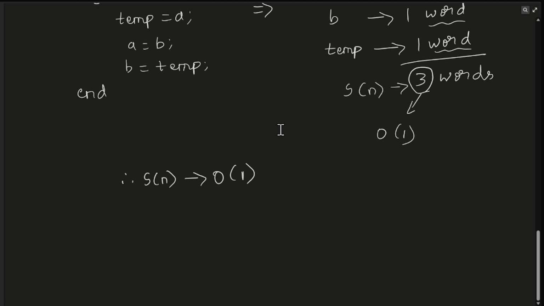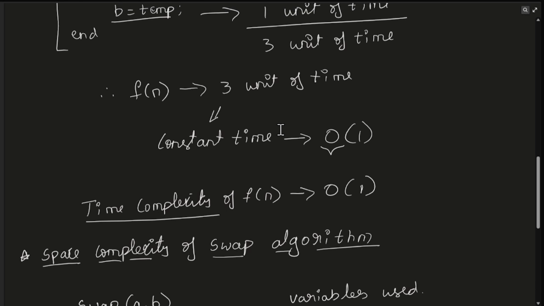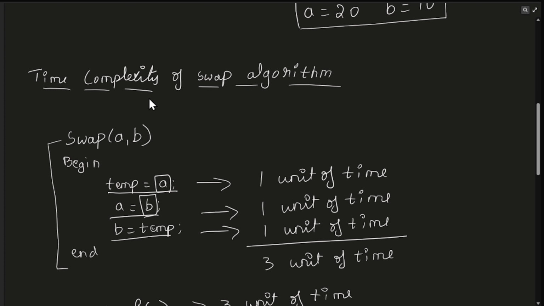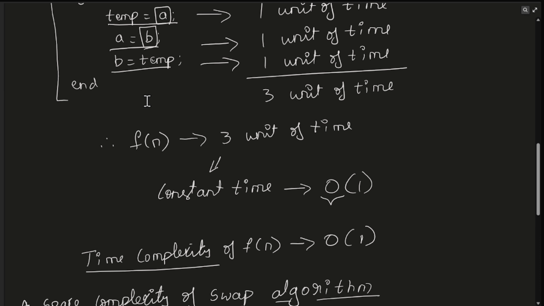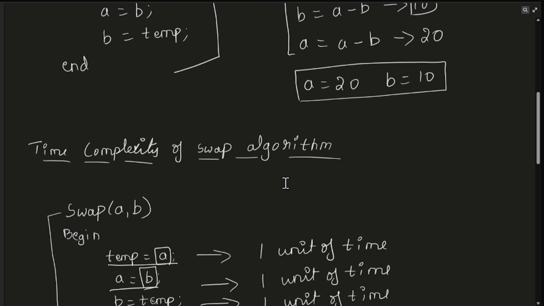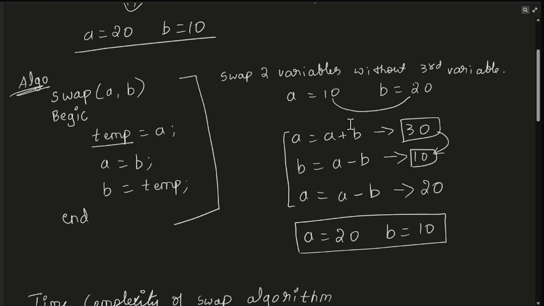That's it for this video. Just to reiterate, in this video we have learned how we can write an algorithm and what are all the ways that we use to analyze an algorithm. In that, time complexity is one of them. We have seen the time complexity of the swap function and the space complexity of the swap function. In addition to these things, we have also seen how we can swap 2 variables without using the third variable.